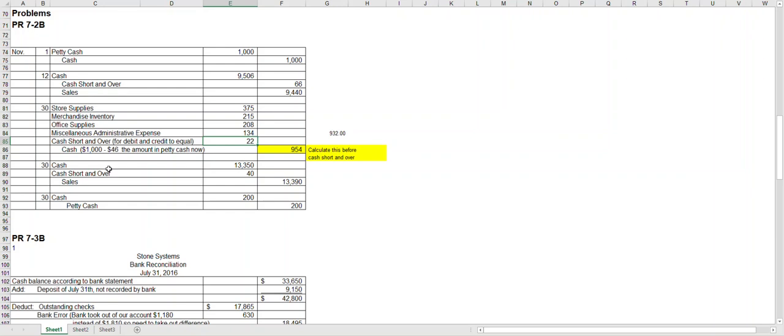Now, if you decide that you want to put more or less into your petty cash fund, for example, here they decided they wanted to decrease it to $800. So therefore, they debited cash, put it back into cash, and credited petty cash for $200. If they decided they wanted to increase the petty cash fund, that entry would just be reversed. They would have debited cash and credited petty cash.